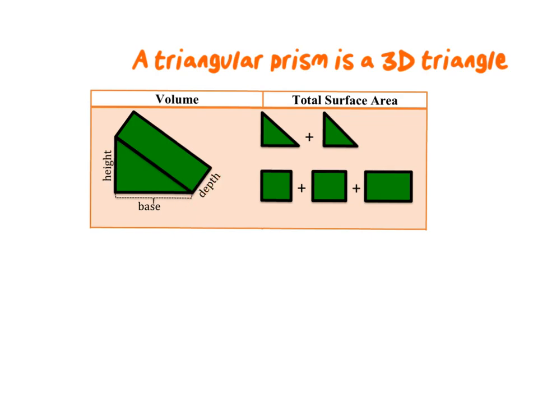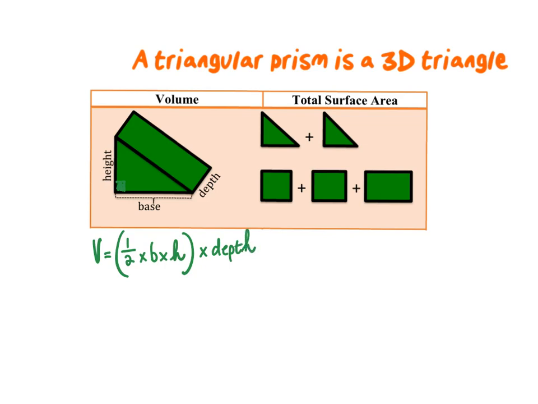So if I need to calculate the volume of a triangular prism, it works the same way as a triangle, but now you're just going to multiply that by depth as well. So for the volume, we're going to say half times base times height. And remember, this is the perpendicular height. What I mean by perpendicular is the 90-degree height of the triangle. And you now also need to multiply it by the other height or the depth that makes it 3D.